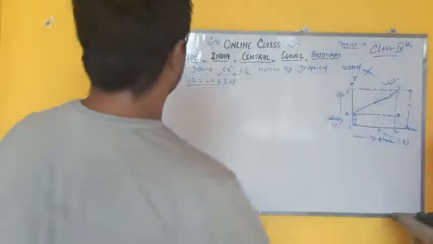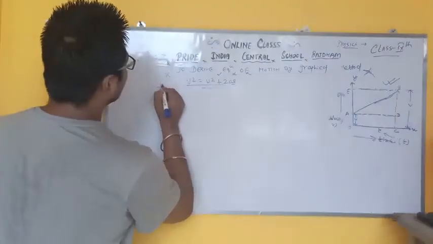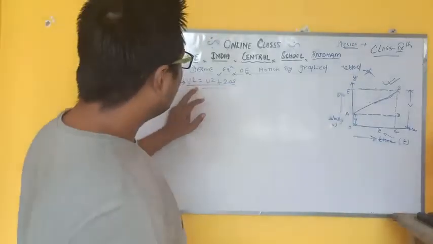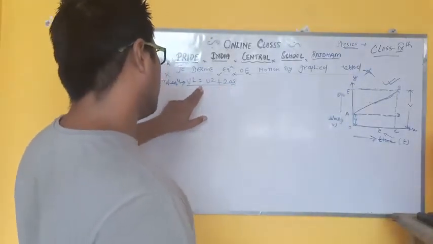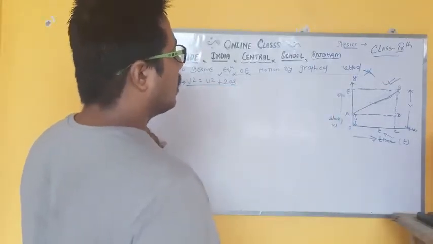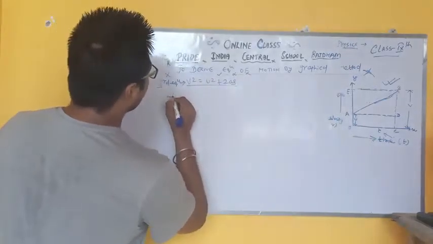So now we need to prove the third equation of motion. This is the third equation of motion: V square is equal to U square plus 2AS. Okay. So how do we prove this using this figure? Now let us see that.